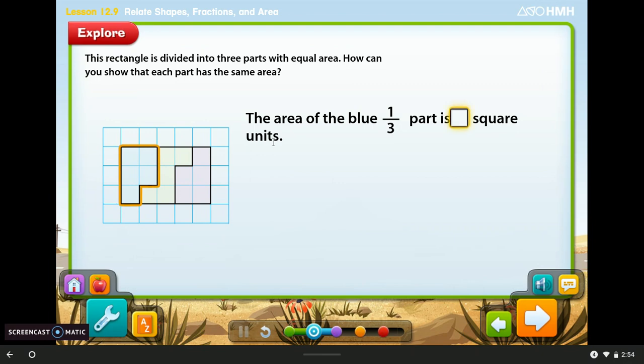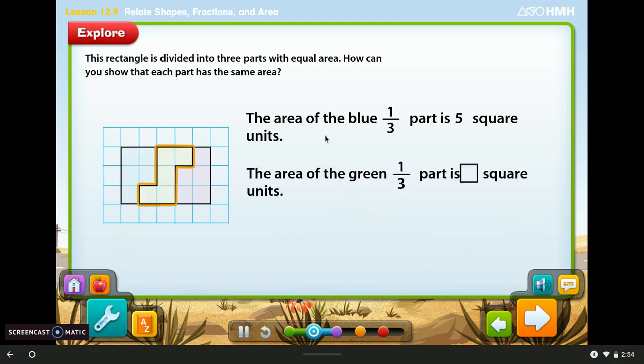So this part, the blue part, is 1/3, or how many square units? If you're thinking 5, you did a great job. All I have to do is count the inside of the blue part. How about the green part? 1, 2, 3, 4. Hey, 5.